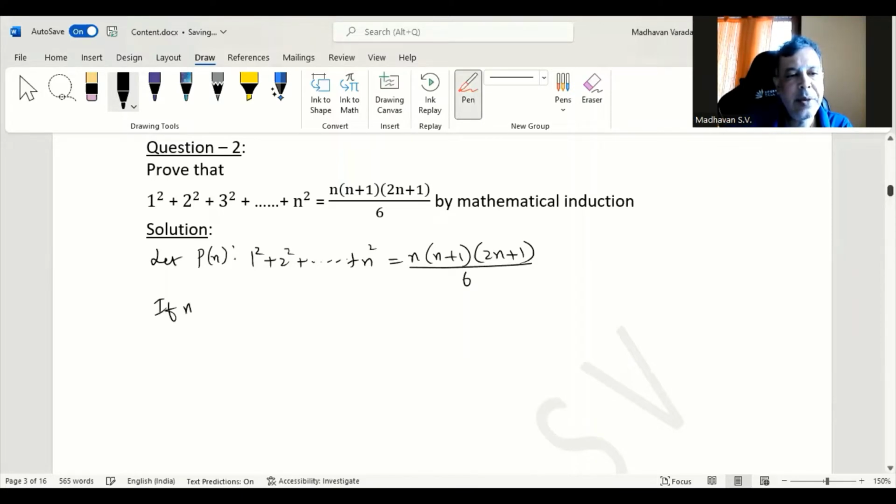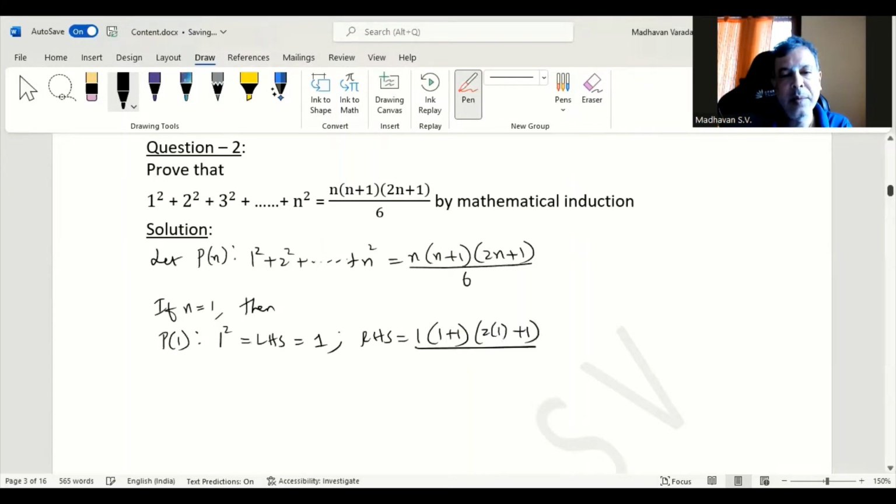Now, let us check for p of 1. If n equal to 1, then p of 1 will be, first, left hand side will have only 1 square, which is equal to 1 only. Now right hand side will be 1 into 1 plus 1 into 2 times 1 plus 1 divided by 6, which is nothing but 2 into 3 by 6, and that is also giving you 1. Therefore, we can conclude that p of 1 is true.